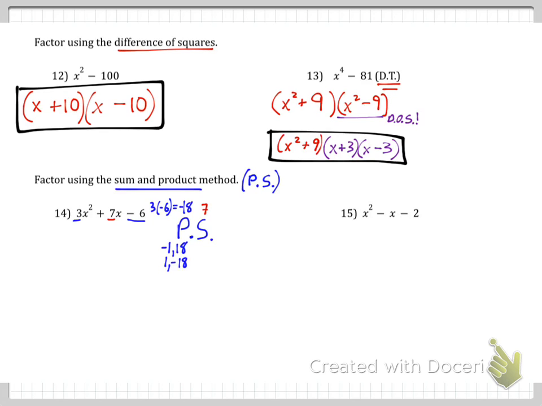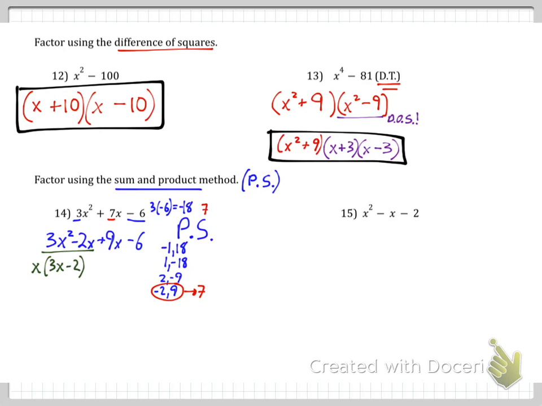Then I'm going to try 2. Negative 18 divided by 2 is negative 9. And we can also switch them, negative 2 and 9. Keep in mind that they need to add up to 7. So here, negative 2 and 9 are the two numbers that add up to 7. So that's how I'm going to split up 7x. 3x squared minus 2x plus 9x minus 6.